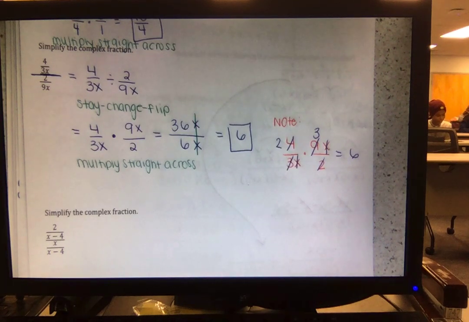Ready for the next one? Simplifying this complex fraction, we have 2 over x minus 4 divided by x over x minus 4.